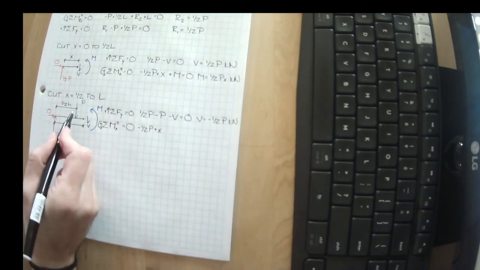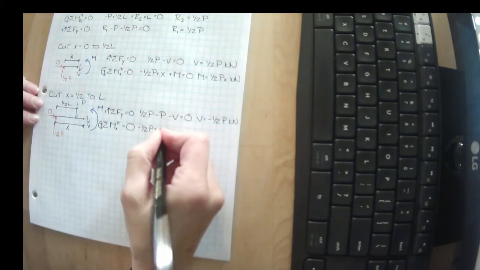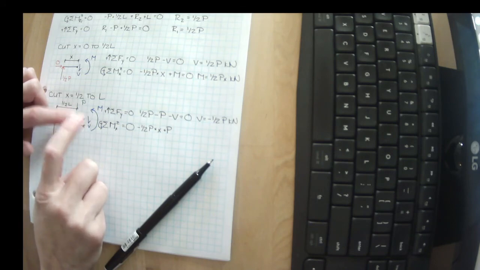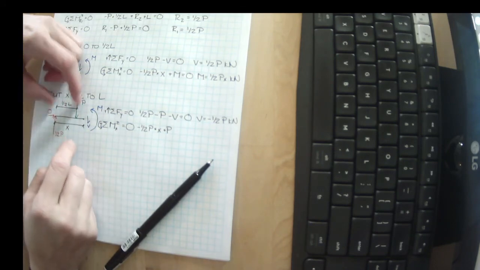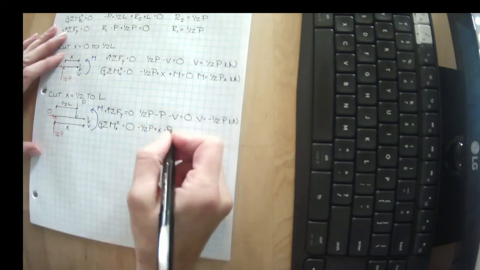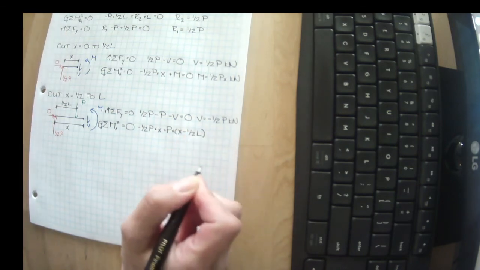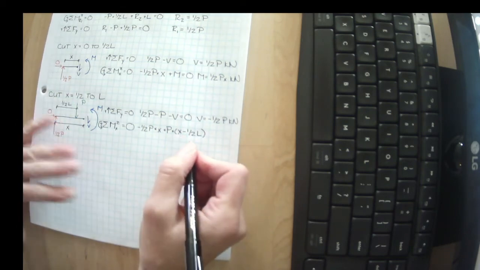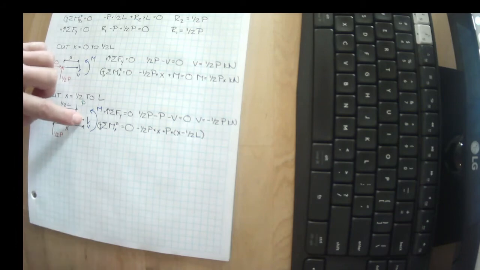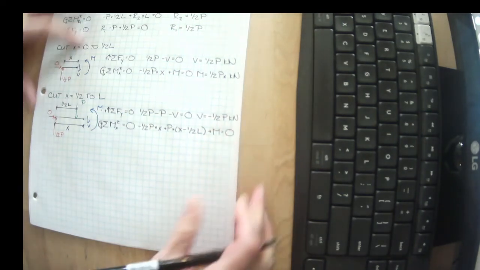times x. And then I've got P, which is spinning it in the positive direction, so plus P, but P is some unknown distance away from my cut x. I know it's 1/2 L at this end, so this distance here is x minus 1/2 L. So P times x minus 1/2 L. This is the exact same thing we did when we knew what the numbers were. It just starts to look messy because I'm using placeholders. And then we still have M spinning it in that direction, our positive M, equals zero.